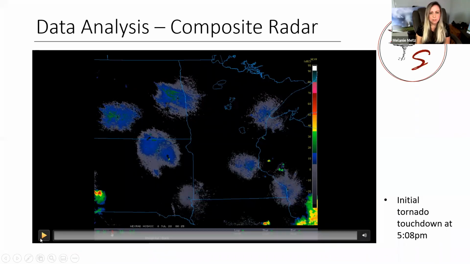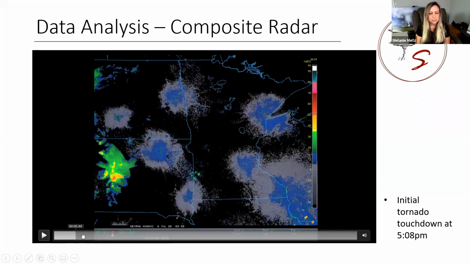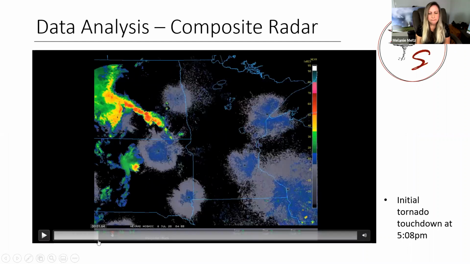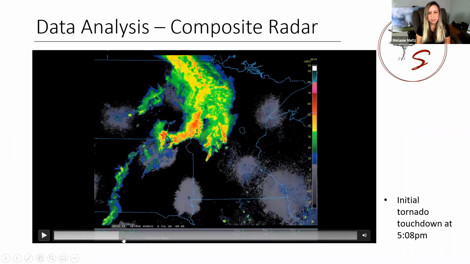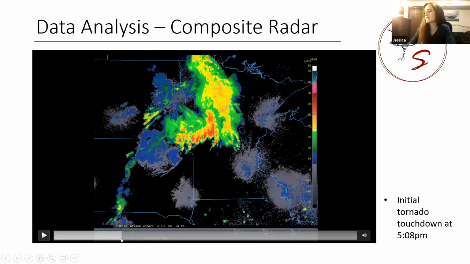Here we're just taking a look at the radar composite. This is earlier in the day. This whole big mass is early in the day. Exactly, so this is our morning convection that is moving through. You'll see it's slowly progressing.